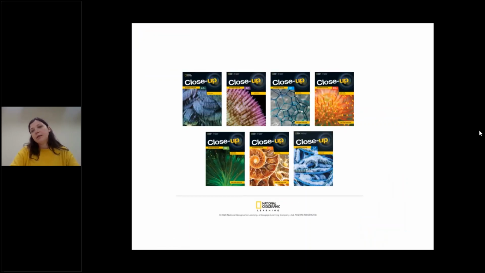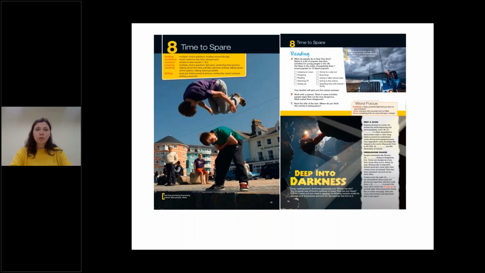Today's examples were taken from our book, Close Up, second edition, which is great for exam preparation. As you can see, there are lots of levels starting from A1 plus to C2. We have Ministry of Education permission for this book to be used, and lots of teachers have already chosen this book and use it for exam preparation starting from the 7th grade. There are lots of activities.